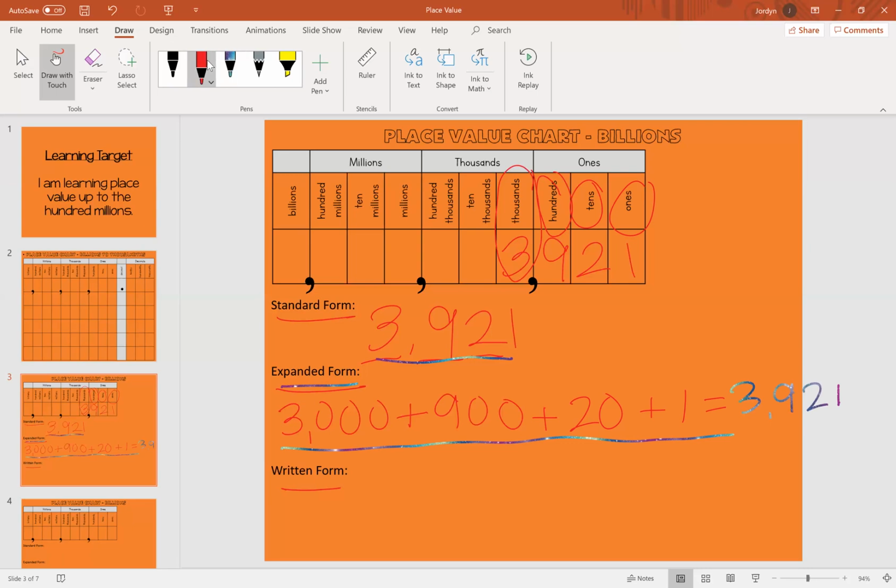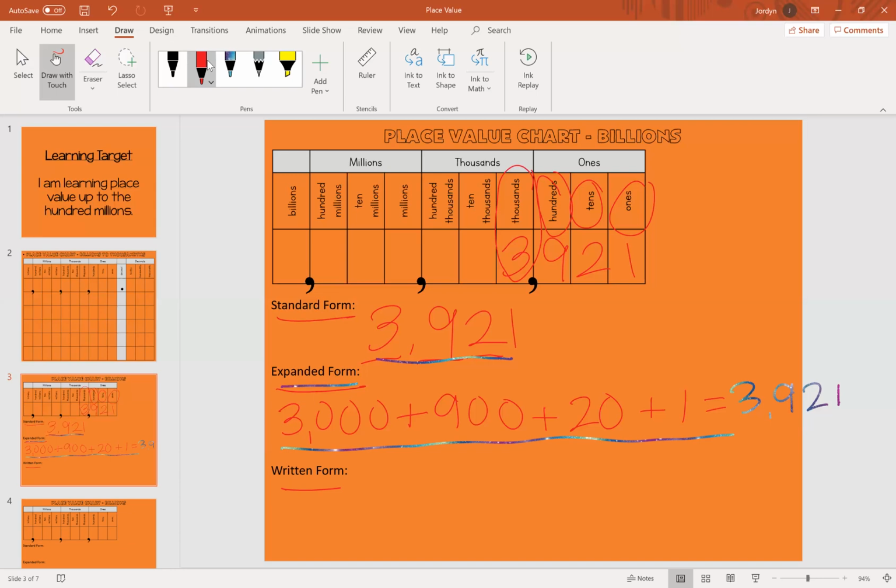All right, let's do that in written form. Written form is literally exactly what you say. So if I go back and I say 3,921, you will write exactly the words that come out of your mouth. So I'm going to say it again: 3,921. I want you to say it with me. Go ahead and let's start. 3,921. So let's write that.